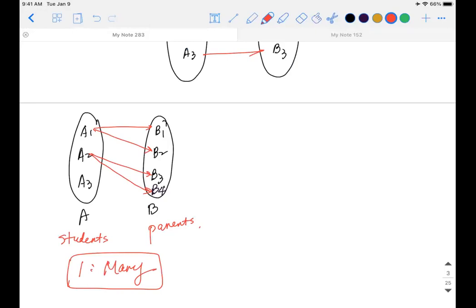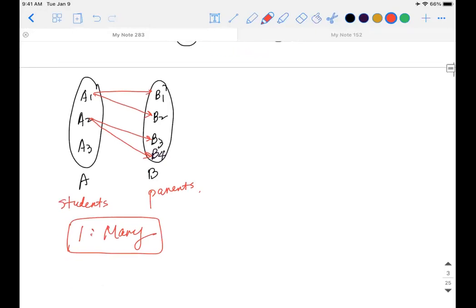One-to-many, right? It can be two, can be three, can be whatever. It really depends on how you want to define such a definition. But generally speaking, you can find one student and then all the way go to multiple items in the B set. So this is kind of a one-to-many relationship.